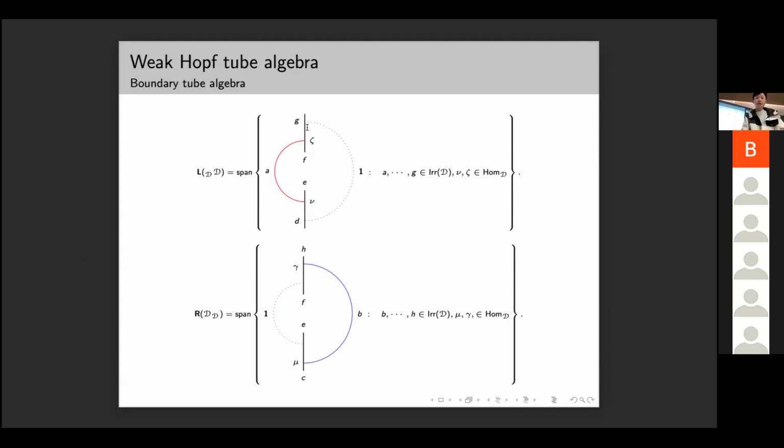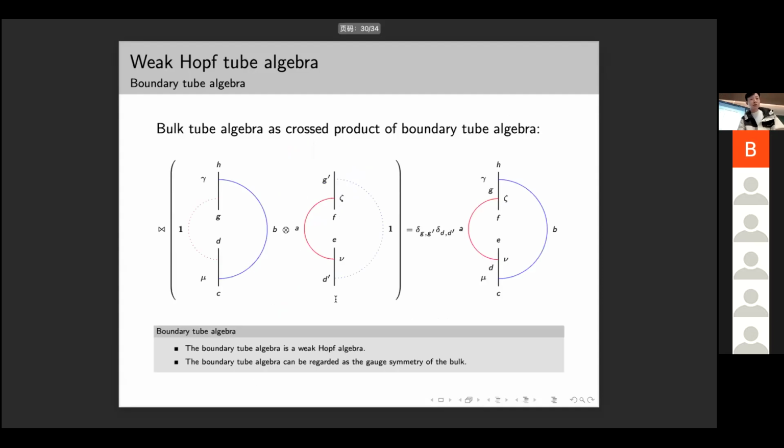If we take the vacuum charge on the right hand side, we can embed the boundary tube into the bulk phase. And we can also do this on the left hand side. Then we take the cross product in the following way. It naturally gives us the tube algebra structure, the bulk tube algebra structure. So in some sense, we have a boundary tube algebra, and we do some cross product with this boundary tube algebra, and we obtain a bulk tube algebra. The representation category of this bulk tube algebra should be a unitary modular category. So there is some quasi-triangular structure, but we are still working on this.